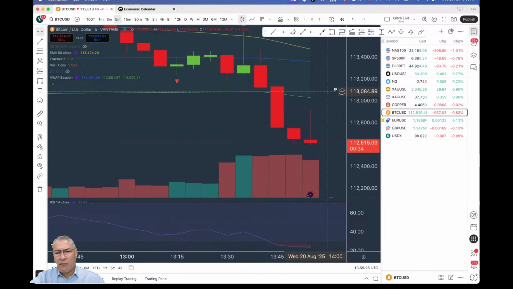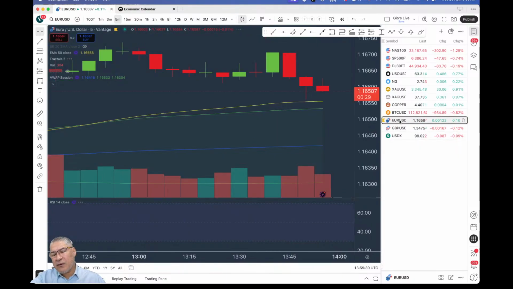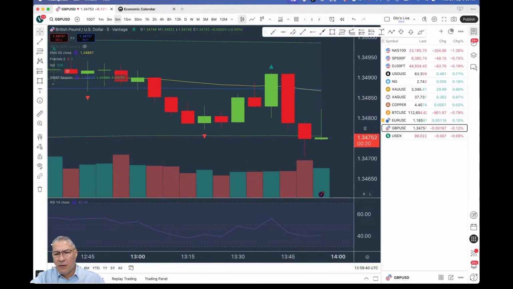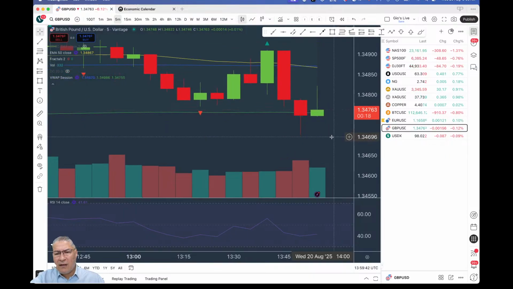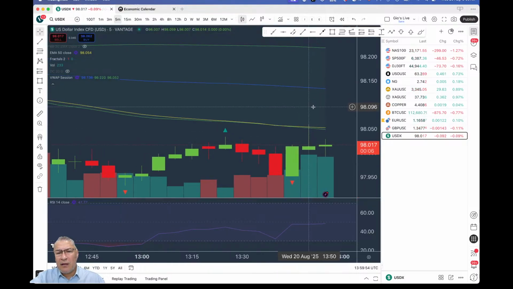Okay. Continuation to the downside. So Bitcoin, 112,000 psychological support. The euro, 116 psychological support. The pound, in this case, I'm going to look for 134.5. And the dollar index, well, if this puppy decides to climb back into the VWAP, then you'll see a continuation to the downside on the currencies and the metals.